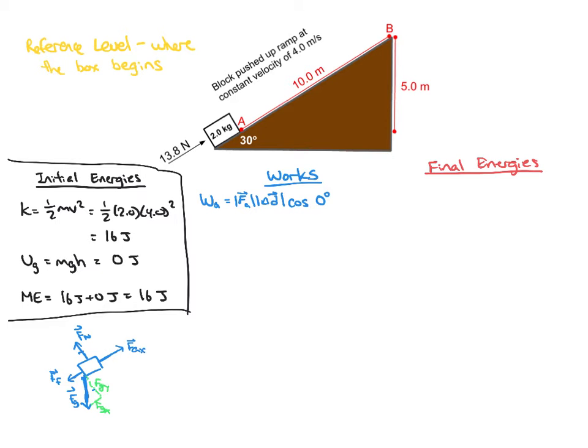Cosine 0 is equal to 1. So when you multiply anything by 1, it doesn't change the value. So it basically cancels out. I'll put a 1 there. Okay, I'll keep on going.